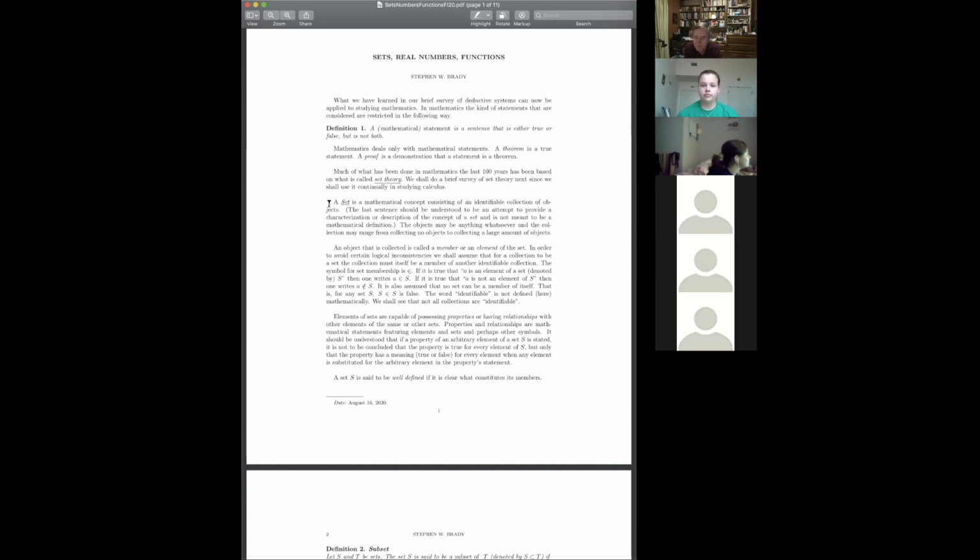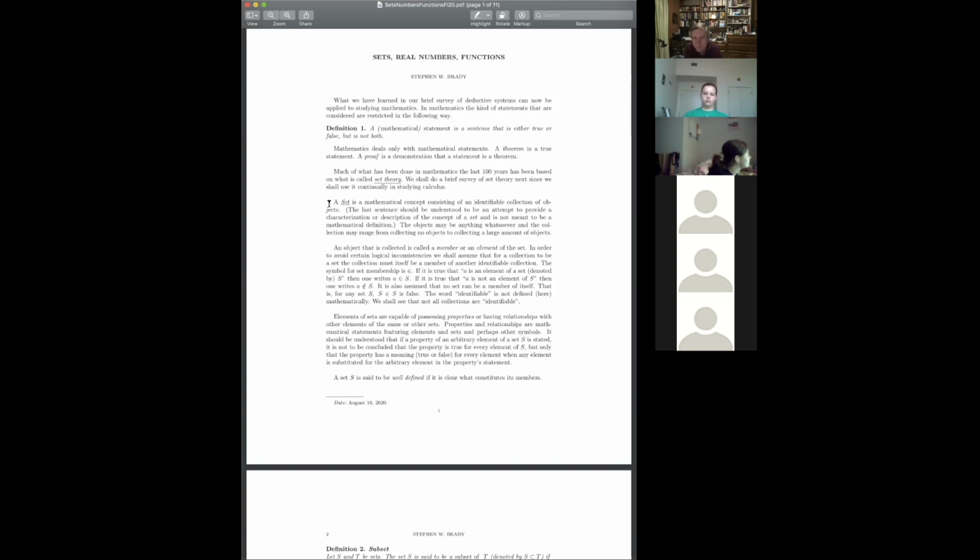All right, we have symbols for that. So I say, in order to avoid certain logical inconsistencies, see all these big words I get into when I try to explain things, we shall assume that for a collection to be a set, the collection must itself be a member of another identifiable collection. That will be clear later.